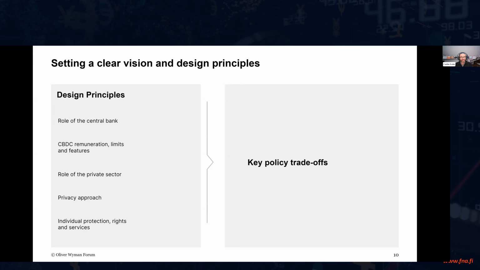Thank you, both of you. So let's go to the next question. It has to do with these policy trade-offs that you just mentioned. So when designing a CBDC, what are the 3 key policy trade-offs that a central bank should be thinking of?